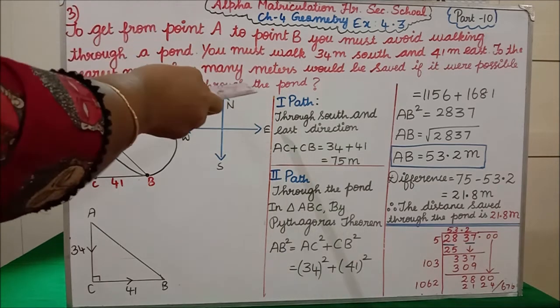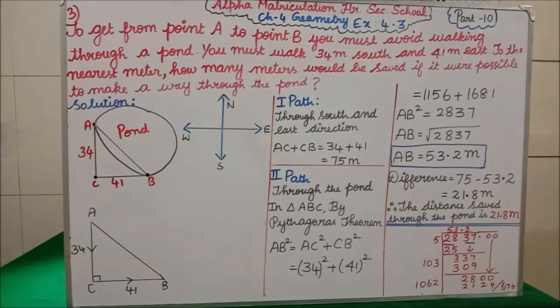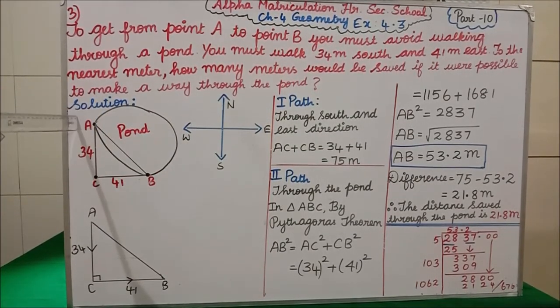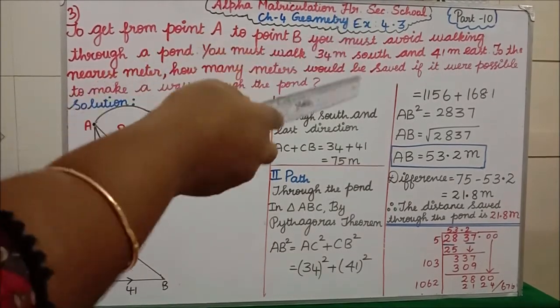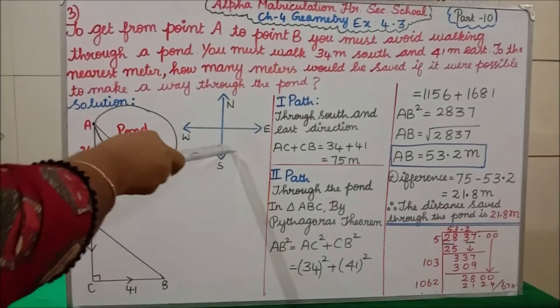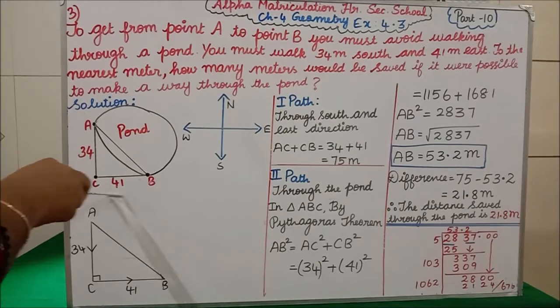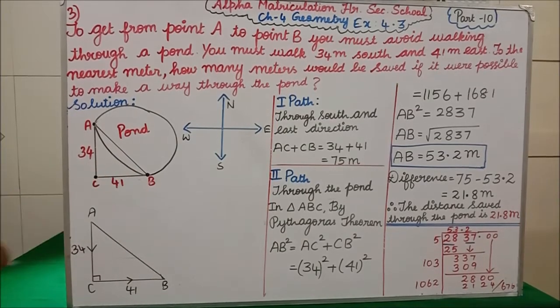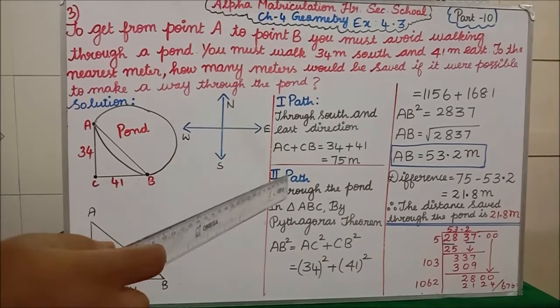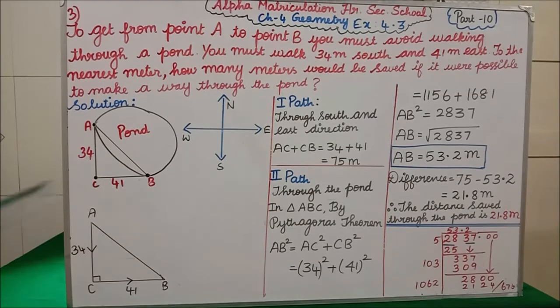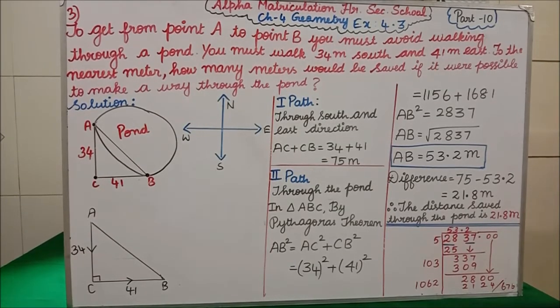You must walk 34 meters south. South in what direction? We have this direction. So he is standing here, he is coming south 34 meters and 41 meters east. East in what direction? This direction, east. So after coming here, he is going 41 meters east. To the nearest meter, how many meters would be saved if it were possible to make a way through the pond?